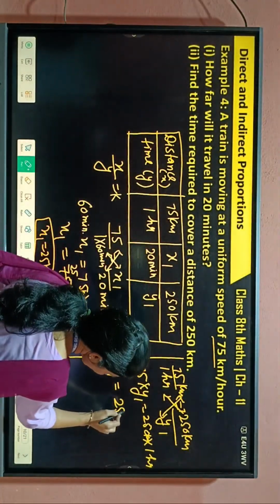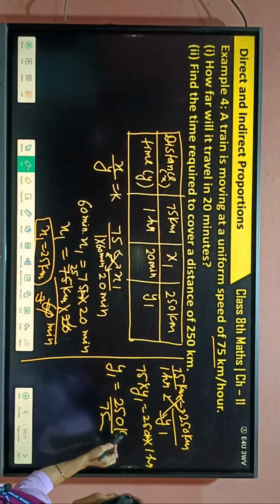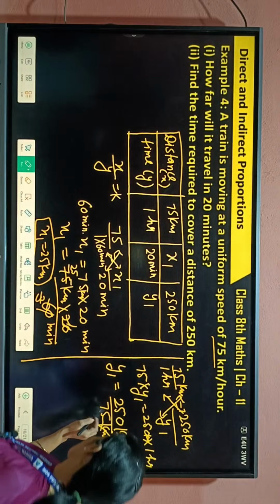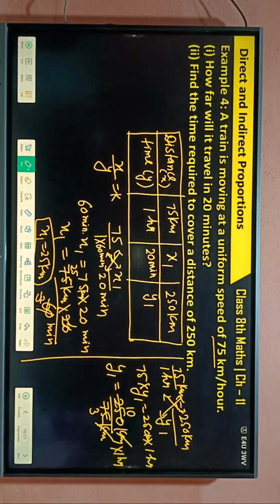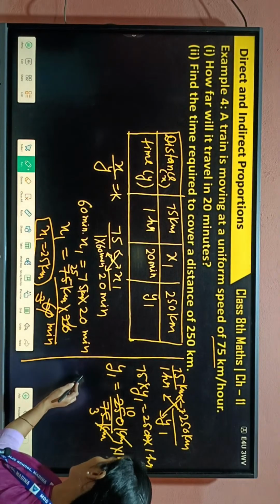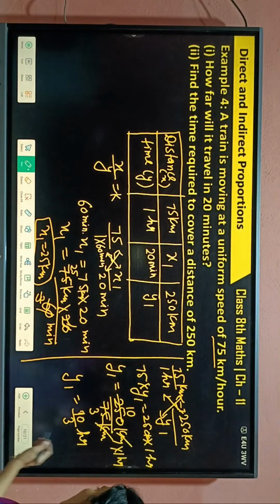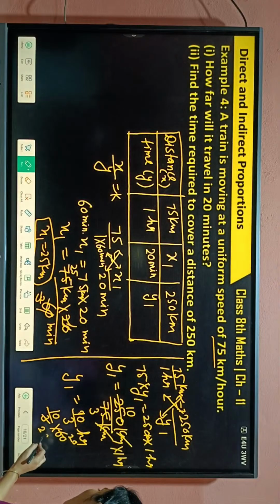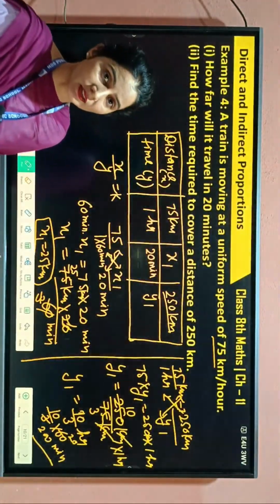Y1 equals 250 by 75. The kilometer units cancel, kilometer to kilometer, into 1 hour as it is. Cancel it. 25 1 25, 25 3, 75. Then y1 is equal to 10 by 3 hours. Or convert into minutes, multiply by 60, 20, the answer is 200 minutes. This 250 kilometer distance will be traveled in 200 minutes.